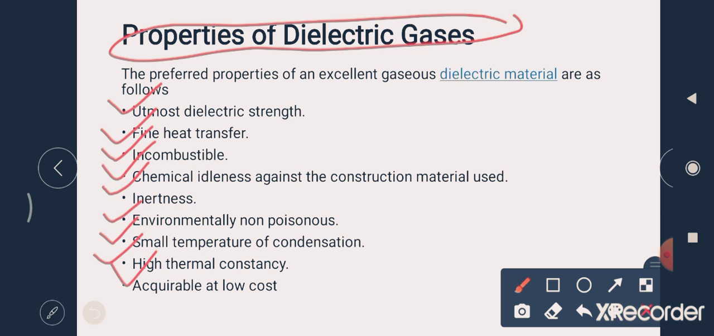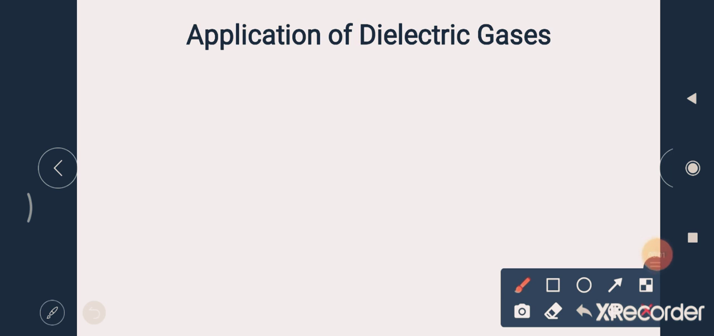Next, we will see applications of dielectric gas. Next point is applications of dielectric gases. It is used in transformers, radar waveguides, circuit breakers, switchgears, high voltage switching, coolants. They are usually used in high voltage applications.